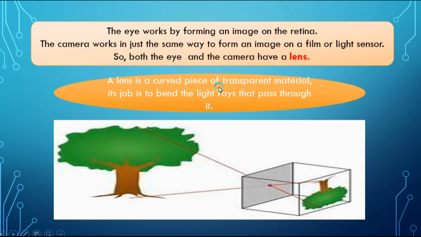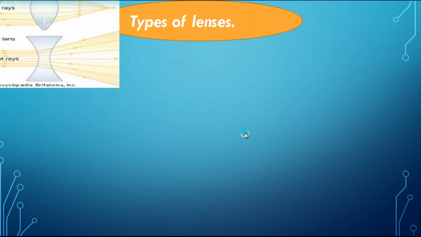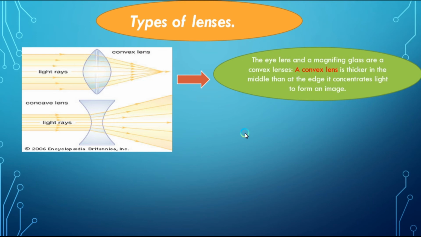So the lens is a curved piece of transparent material. Its job is to bend the light rays that pass through it, like the camera and many other objects. Can you give me the types of lenses? Yes, perfect. The first one is a convex lens, and the second one is a concave lens. The eye lens and the magnifying glass are always convex. It is not concave. What does convex mean?